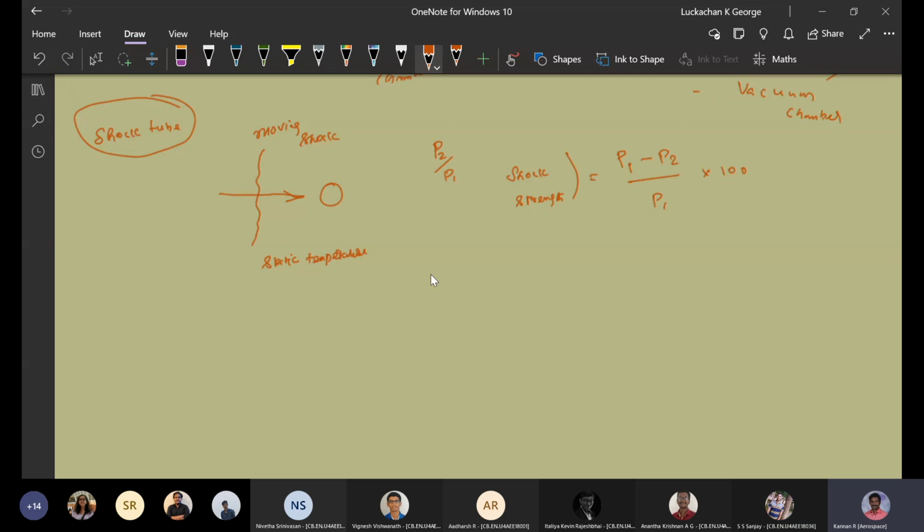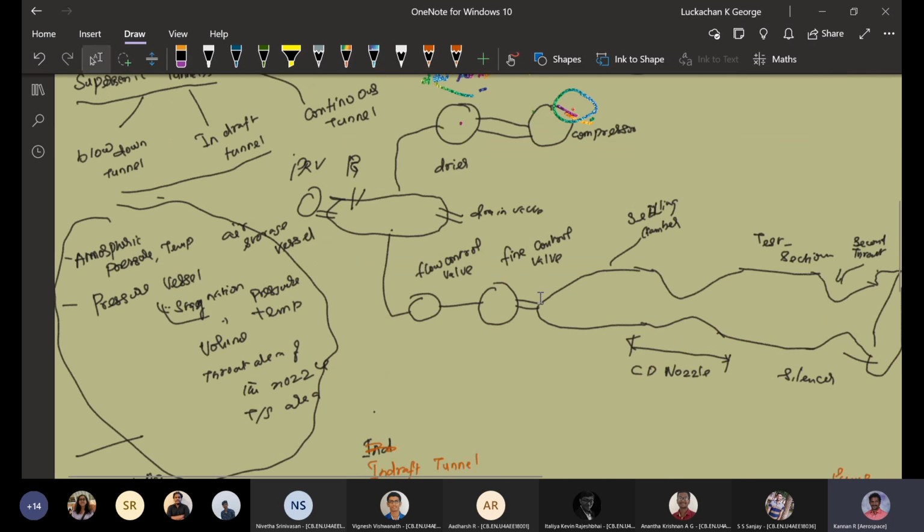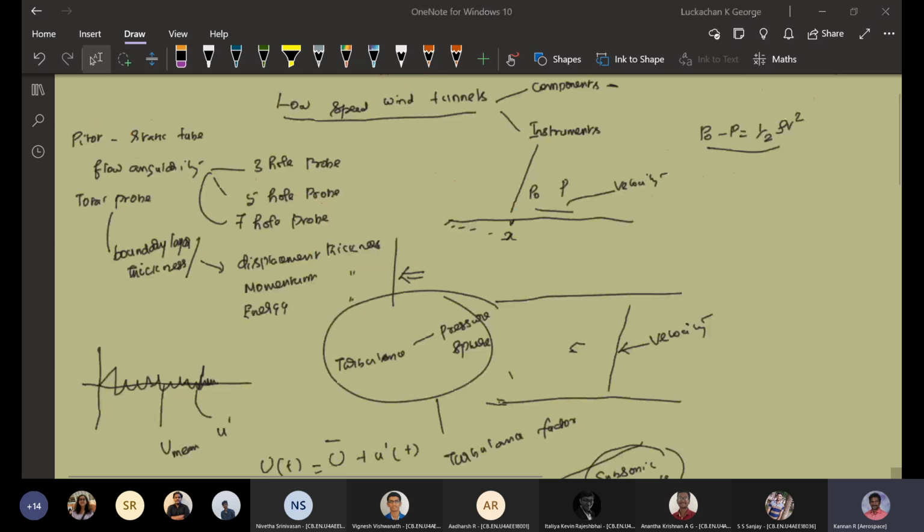Anything else, sir? Okay, so now I'm going to give a task to you. I stop the session here. So what you can do is take up the indraft tunnel and blowdown tunnel. What are the advantages? What are the disadvantages? Refer to the paper, your book, instrumentation. Please don't copy from others. Just use the general library book.